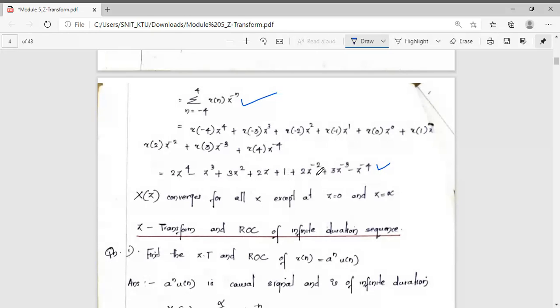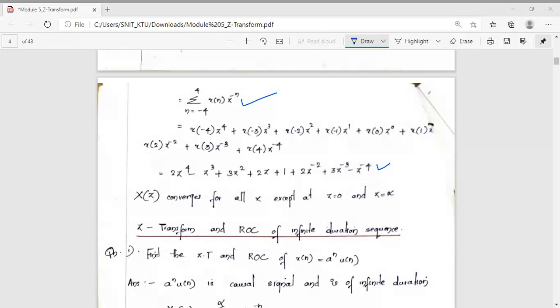When we put z equal to 0, the last three terms in z become infinity, so it gives infinity. And when we give z equal to infinity, except for the last four terms, the rest of the terms will be infinity. So other than 0 and infinity, whatever value we give to z, x of z will give a finite value. From this we can understand that x of z converges for all values of z except at z equal to 0 and z equal to infinity.